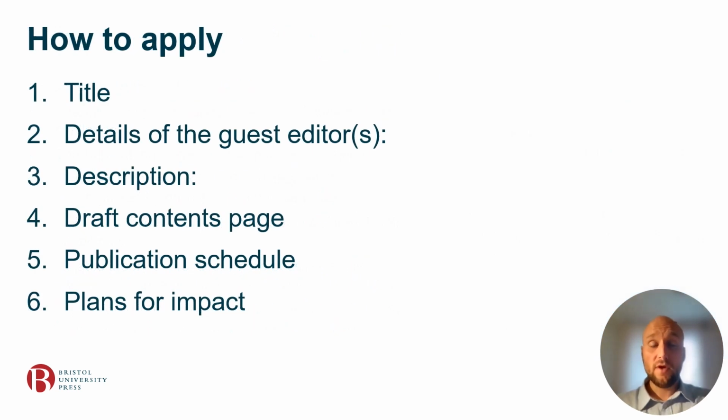How to apply? Well, you need to complete the application form, which will be linked to within this video. You need to come up with a title for the journal issue. You need to identify guest editors. You need to describe their backgrounds. You need to produce an abstract of the proposed issue. You need a draft contents page, a publication schedule, and plans for impact. And those plans for impact aren't just additional add-ons. They're really important to understanding the potential value of the issue as a whole.